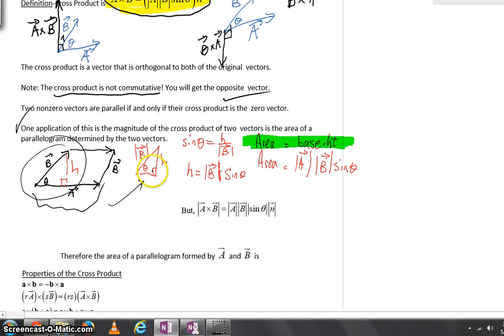We can certainly use trig. Sine is the opposite over the hypotenuse, so we're going to say sine of theta is h over the length of vector B. Multiply by the length of vector B, and you'll have your height right here. Well, going back to what I highlighted, the area is going to be the length of the base times the height. That's vector A in length multiplied to vector B in length times the sine of theta.